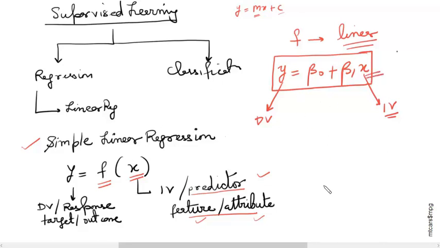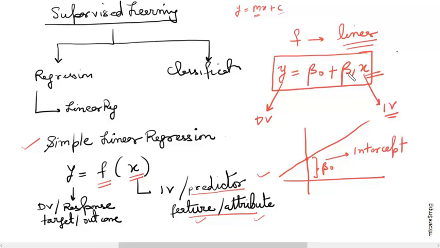Now what is beta naught? If we draw the equation of this line, it would look something like this. Beta naught is the intercept of the line. What is the intercept? Intercept is the point on the y-axis where the line meets the y-axis. So this line meets the y-axis at this point. So the intercept is the y-coordinate of this point.